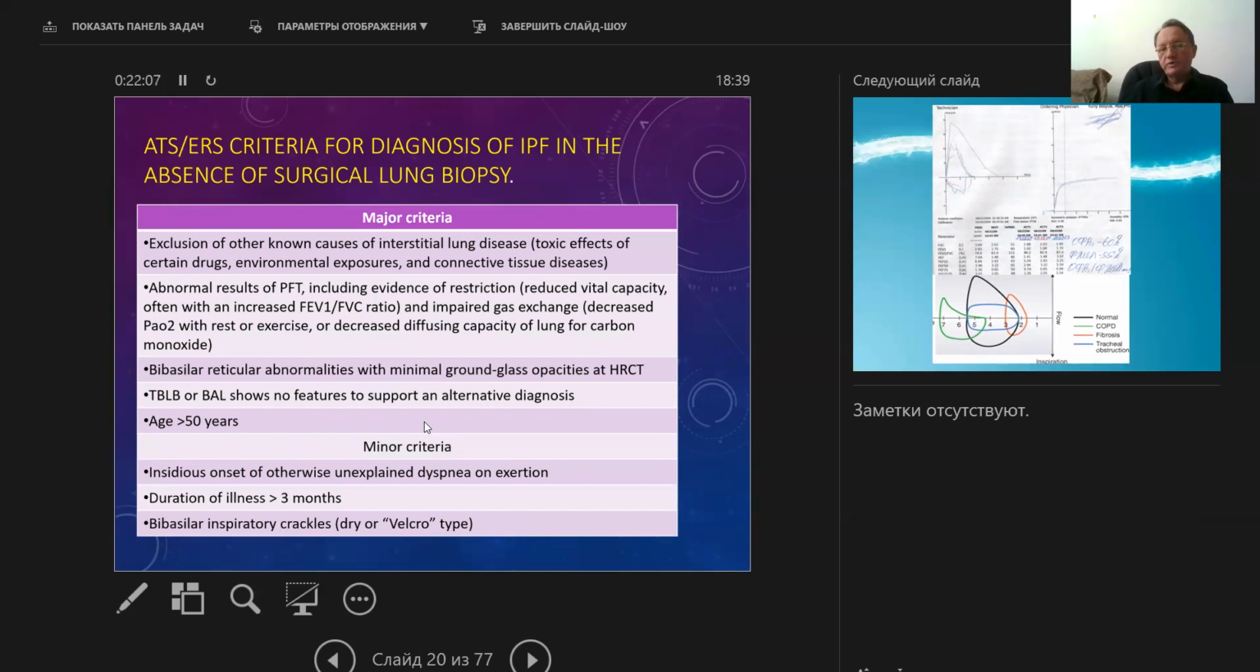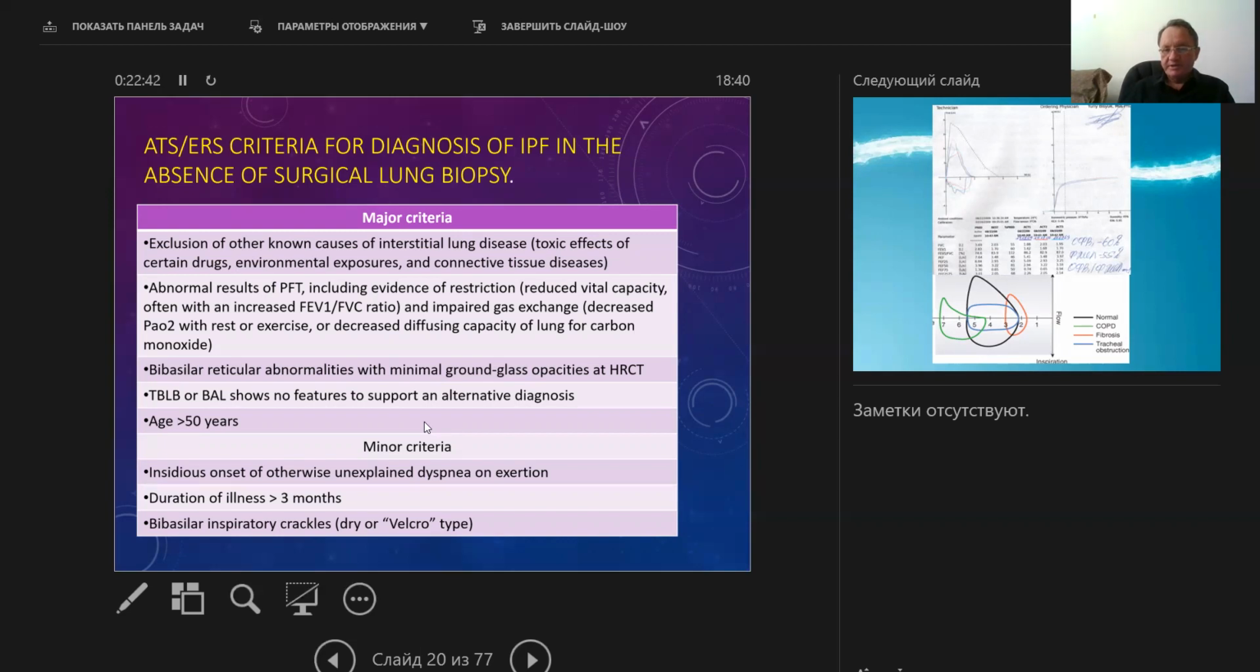And also you can use the method, for example, to detect impaired gas exchange. First of all, it's a decreased partial pressure of oxygen in the arterial blood, or, for example, it's a test for diffusing capacity for carbon monoxide.